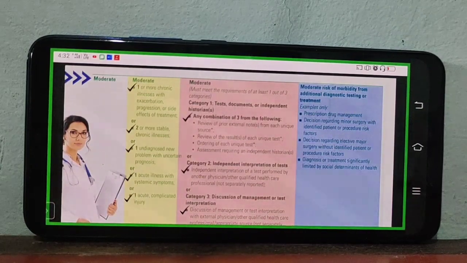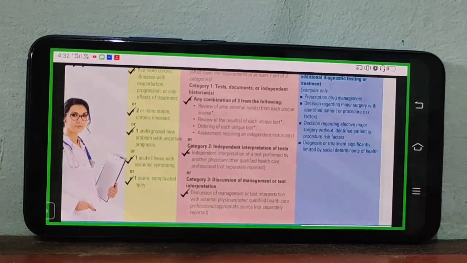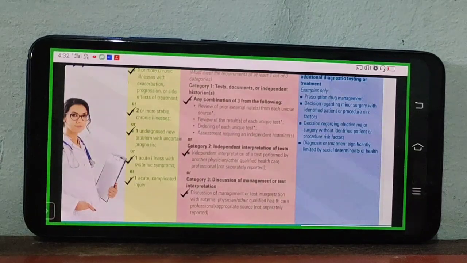Yes, ma'am. Then category 3, discussion of management of test interpretation. A doctor discussing the test result with another doctor. So doctor, you and me are discussing the result of a patient. A doctor discussing the test result with another doctor, that is discussion of management or test interpretation. Did you understand the third category? Yes, ma'am. Okay.